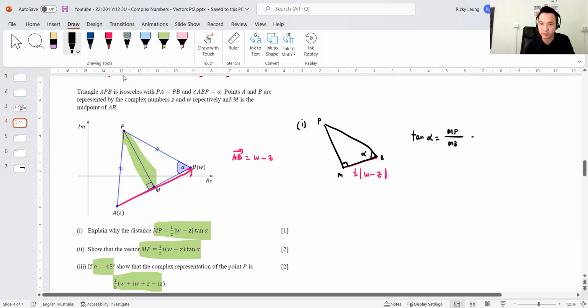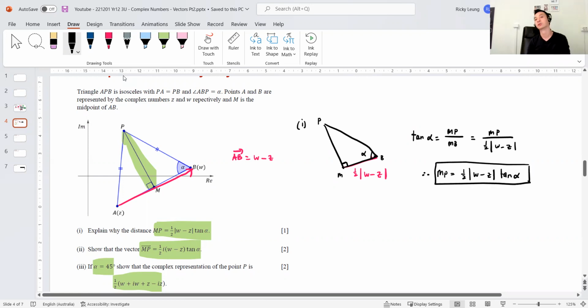Yeah, and then I'll sub it in. So MP divided by a half modulus of W minus Z. Therefore, times that guy up, MP. It's just one mark, right? Yep. Half modulus 10 alpha. Boom. One mark. How's that? Not too bad. Now, that was doing it using the lengths.